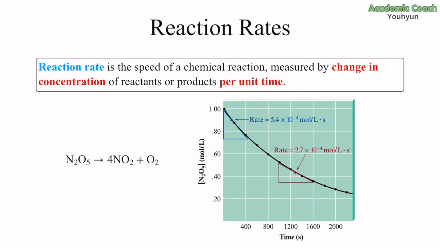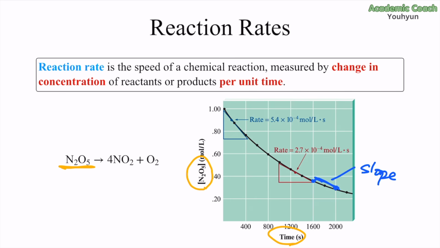Here you see a decomposition of dinitrogen pentoxide. And on this graph, you will see the concentration of the reactant, the dinitrogen pentoxide, over time. And it's a decreasing curve because obviously the reactant decreases over time because it is consumed. And on this graph, if I want to find the change in the concentration of the reactant, the dinitrogen pentoxide, what we can do is pick any 2 points on this curve and connect them using a straight line and try to find the slope.